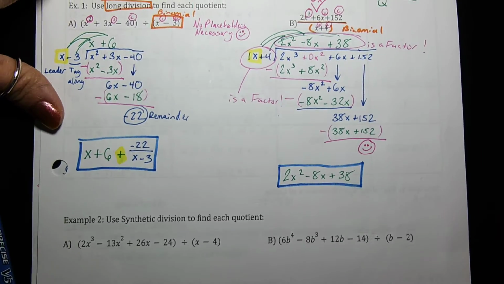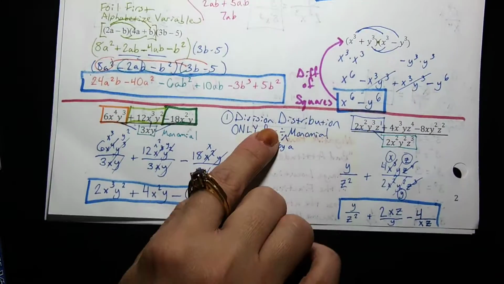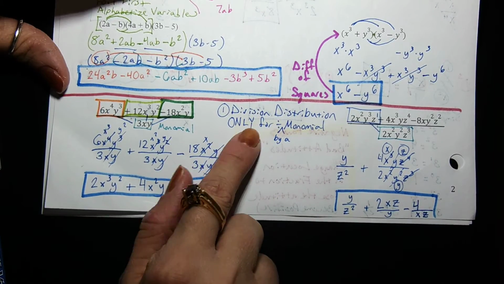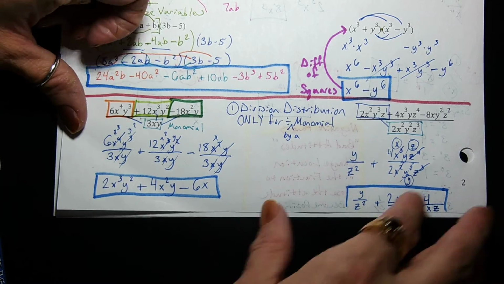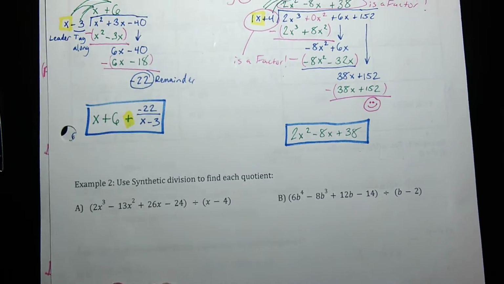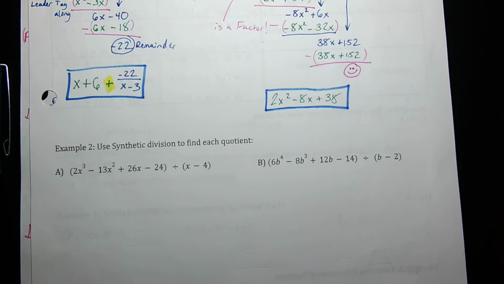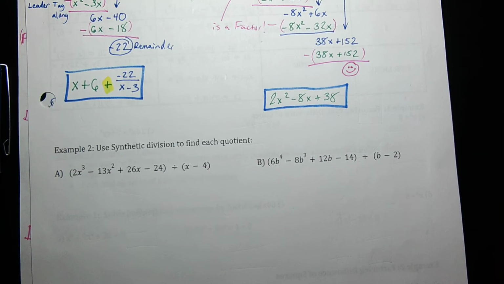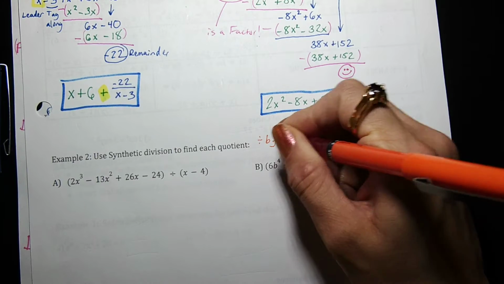Today we will be learning the third type of division. So our first type was division distribution, which we can only use when we are dividing by a monomial, a one chunk thing. Our second type of division was long division, which we use when we are dividing by a binomial. Now synthetic division we also use for binomials. So dividing by a binomial.